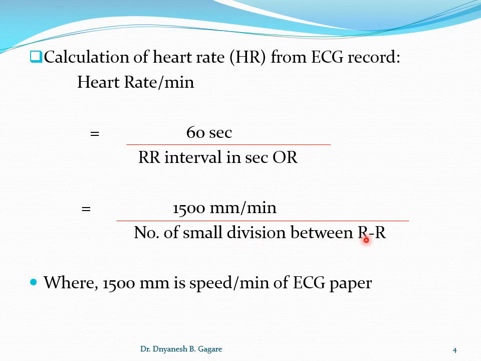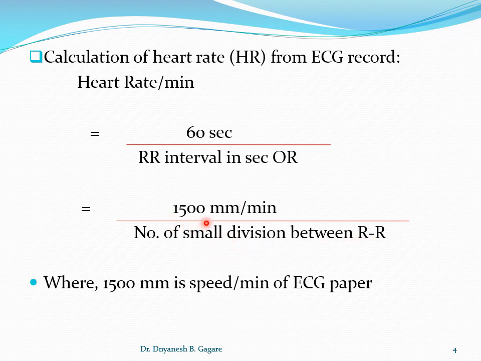small divisions between the R waves. Between two R waves, how many small divisions are there? One small division is 1 millimeter, meaning how many millimeters distance is between the R waves? So 1500 divided by the small divisions, or number of millimeters, between the R waves.